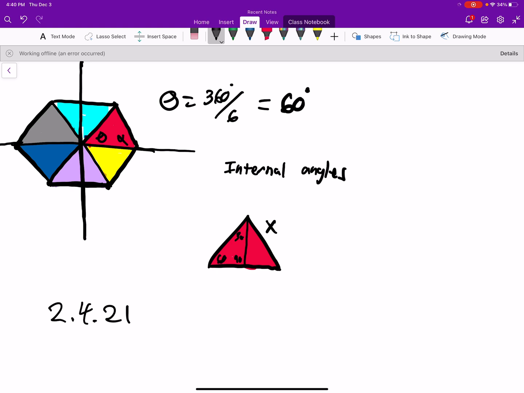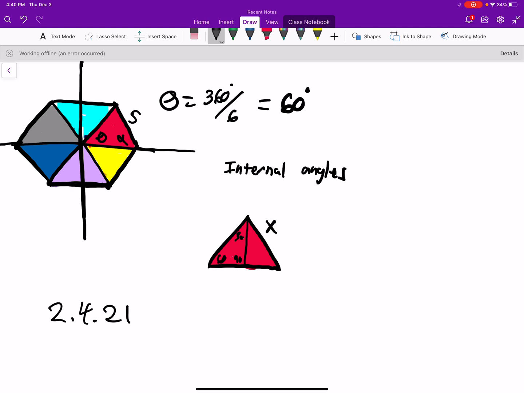Okay, 2.4.21. I'm looking at this thing right here, and we want to know if a hexagon is constructible, if the side is constructible. So if the side is constructible, is the area constructible? So I went ahead and drew it out there and showed that it's made out of 6 different regular triangles.